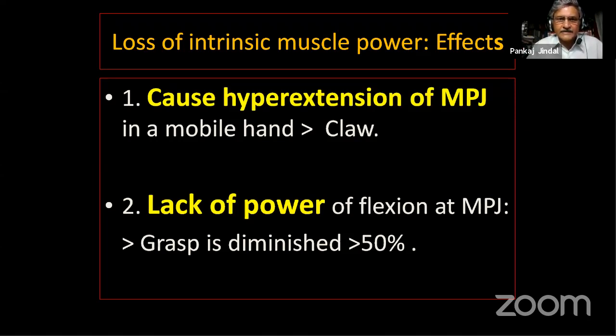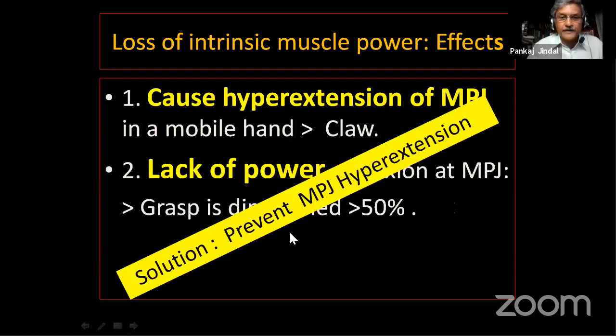It leads to two things. One thing is a hyperextension of the metacarpophalangeal joint in a mobile hand. If the hand is stiff, it may not really happen. So the cause is hyperextension of the MP joint leading to clawing. And the second thing, there's a lack of power of flexion of the MP joint, which can be to the extent of more than 50%. That means 50% of the hand power is lost just because of this deformity.